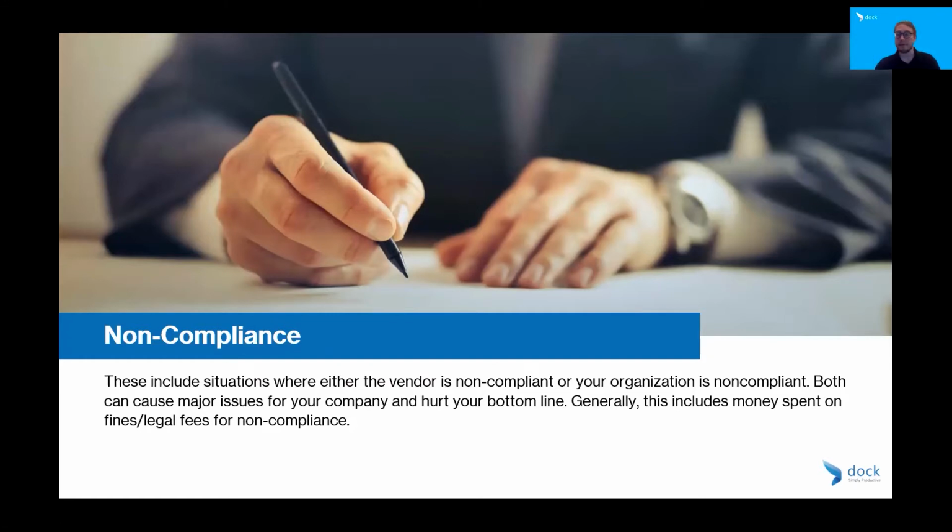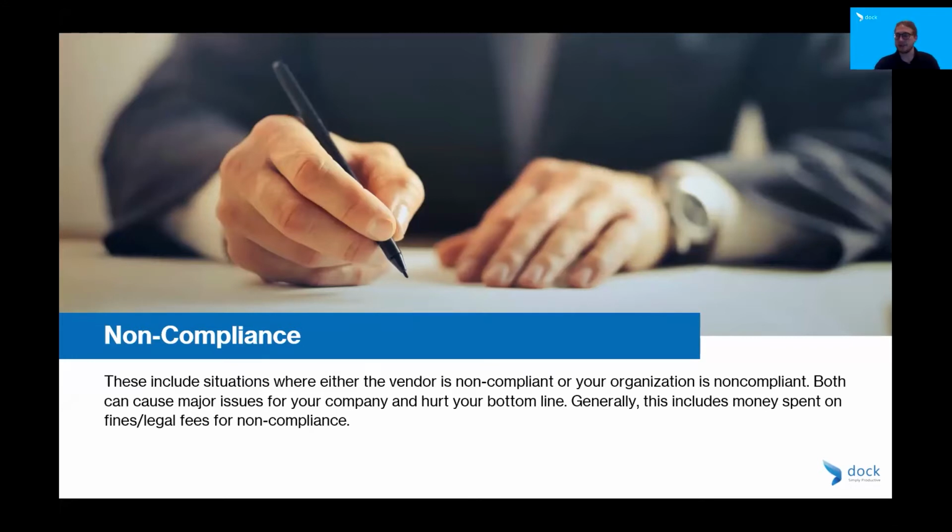basically a company is non-compliant when they are either failing to adhere to a contract that they've entered into, or they are failing to adhere to any legal or regulatory standards. So these are state laws, federal laws, OSHA, any government agency standards and regulations, like the FDA, if you are working with any biological matter. Essentially, these can cause major issues for your company.